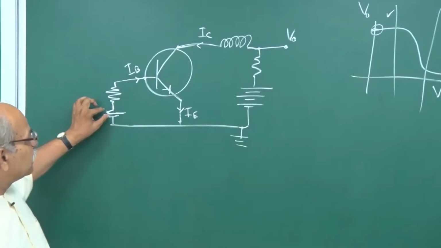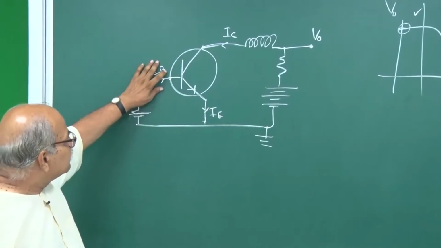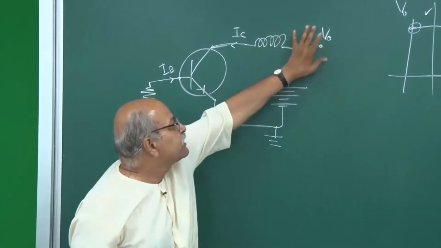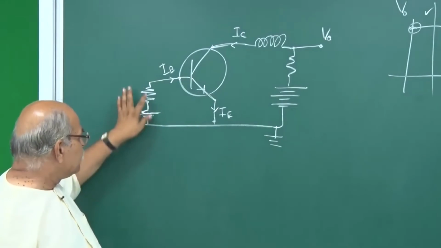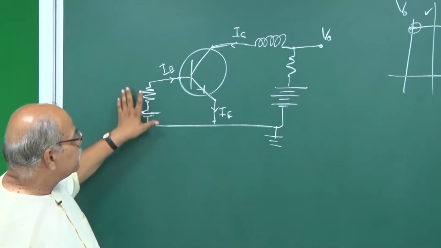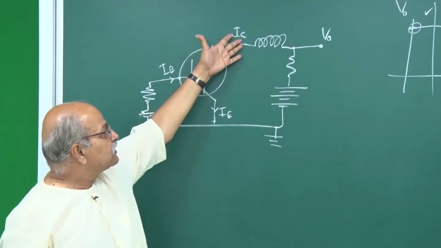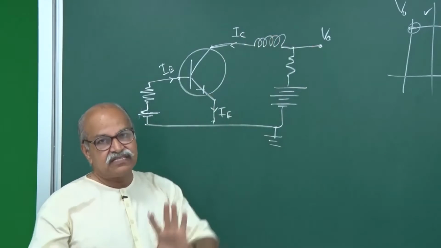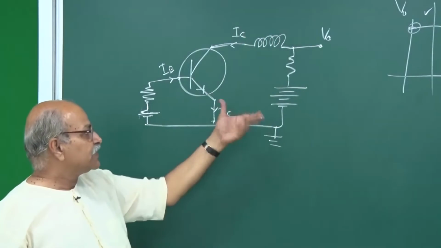So if you are not providing the current here, then there is no current here and this voltage is maximum. And if you are providing sufficient biasing here, then you have sufficient current here, large current here, and then this is almost 0 that we had seen. So this is how it works as a switch.